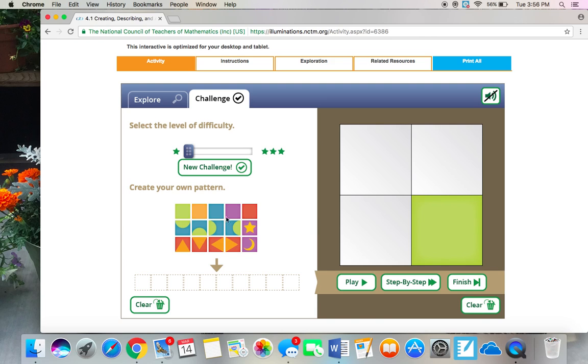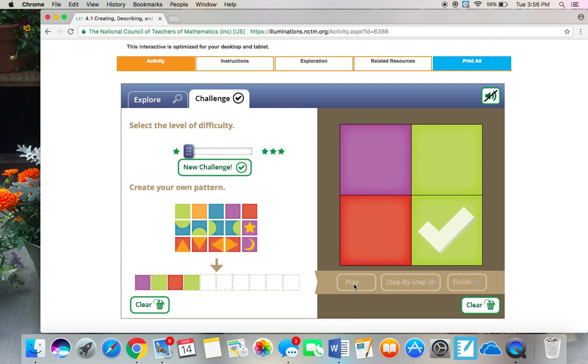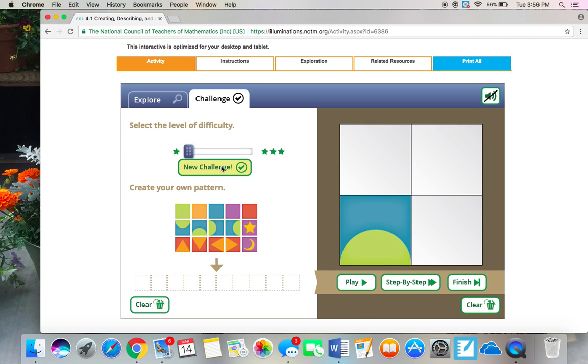So if I were to make a pattern for this, I would maybe do purple, green, red, green. Come over here and push play. Watch it fill. And as you can see, I got that one right. I will admit that I've missed a few. Now, you can click this new challenge and it sets up the board for a different challenge.